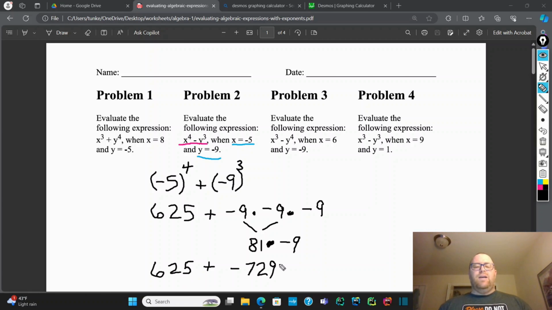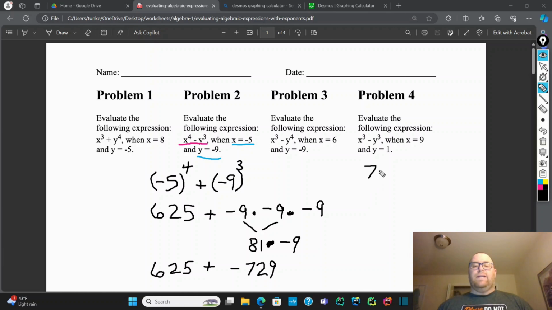Now, as I've mentioned in a couple previous videos, when you're adding two numbers that are of different sign, you're going to take the larger number, and by larger number, I mean the number that has a greater distance from 0 on the number line. So if you think of a number line, negative 729 is going to be farther away from 0 than positive 625. You're going to take the larger number in absolute value, subtract the smaller number, and take the sign of the larger number. So when we add these two together, we're going to get a negative number.